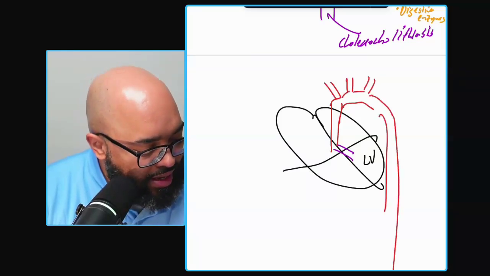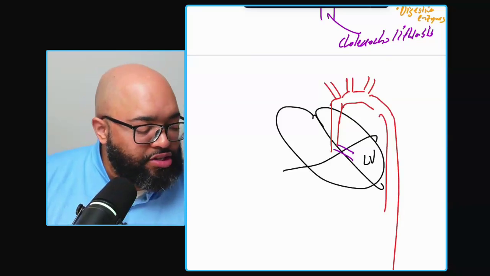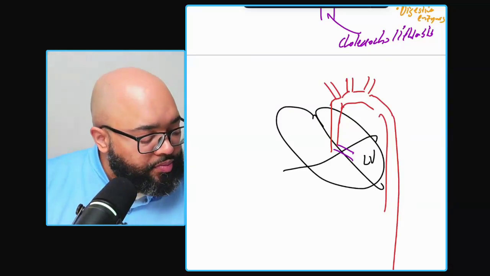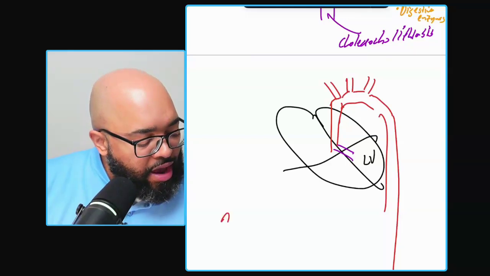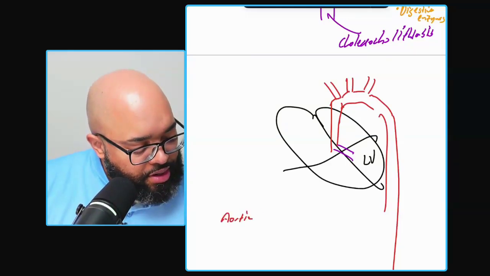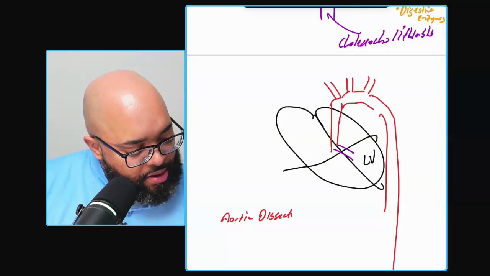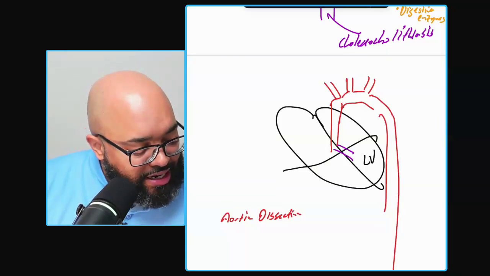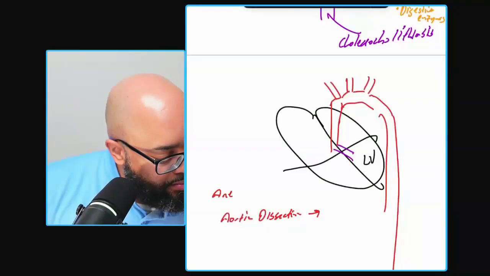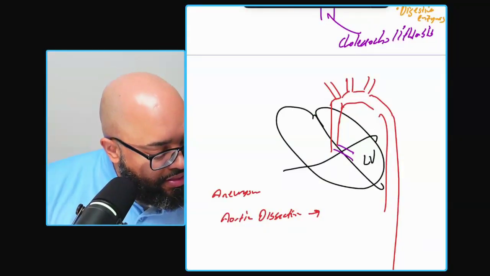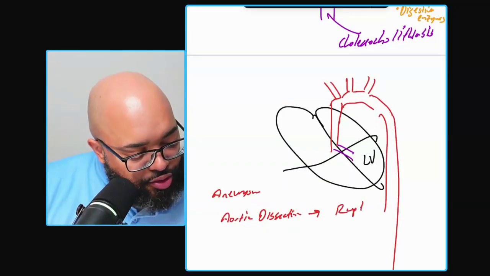Okay. Now, let's talk about your aortic problems. So let's say you have an aortic dissection. You could have an aortic dissection. You could have, well, first you'd have an aneurysm. Then you'd have a dissection. Then you have a rupture.